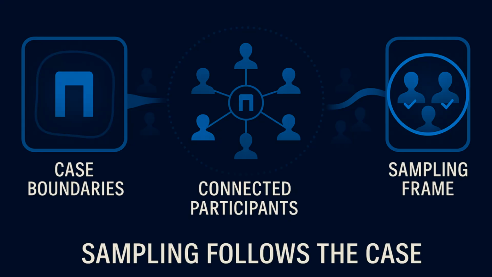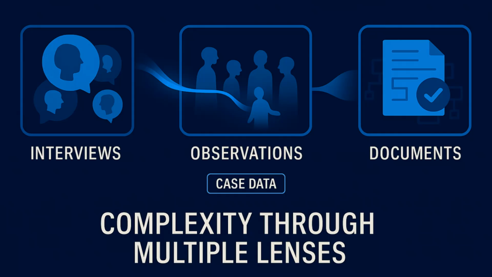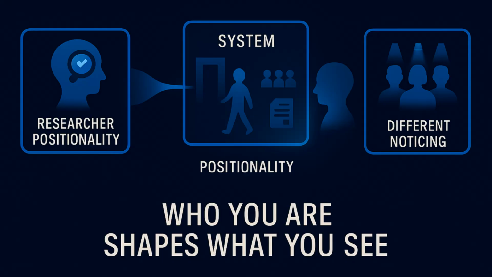Sampling depends on the boundaries of the case: participants connected to the program, initiative, or environment being studied. Its data carries the complexity of the case: interviews showing varied perspectives, observations revealing interactions, documents uncovering decisions and structures. The researcher's positionality shapes how the system is understood, because every interpreter notices different aspects of the environment.